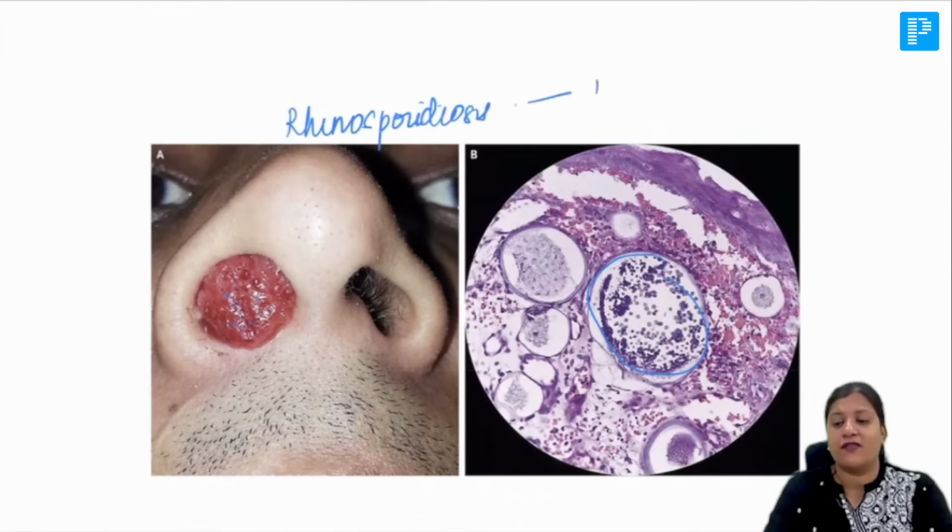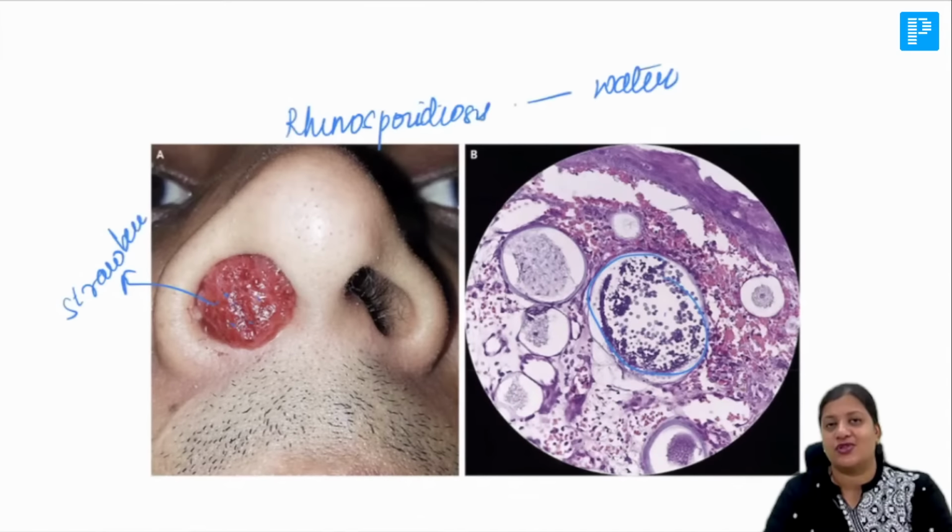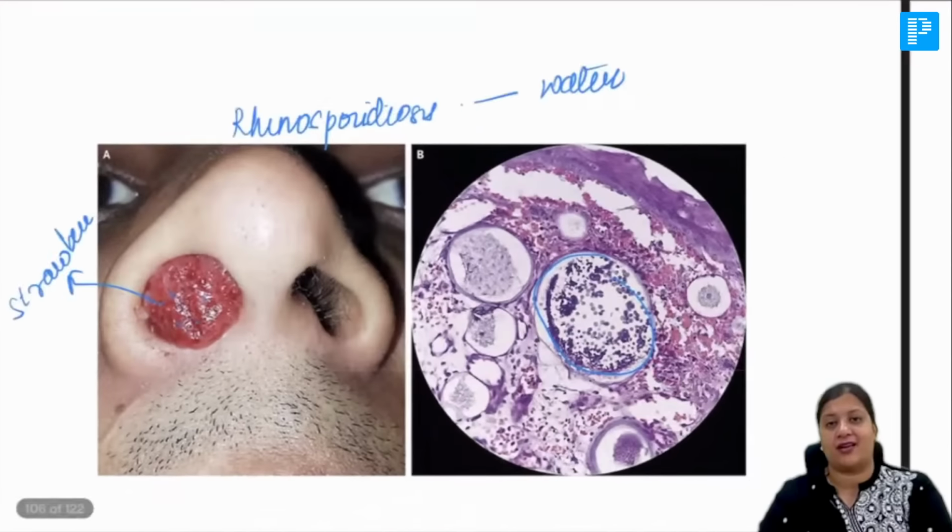And what is the mode of infection? The mode of infection is via water. It presents to you as a strawberry mass in the nose. This strawberry mass is known to bleed on touch. And the diagnosis is established on the basis of histopathology. The treatment is you have to remove the mass and cauterize the base. Dapsone is given to prevent recurrence.